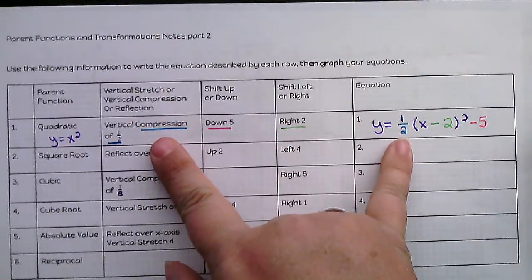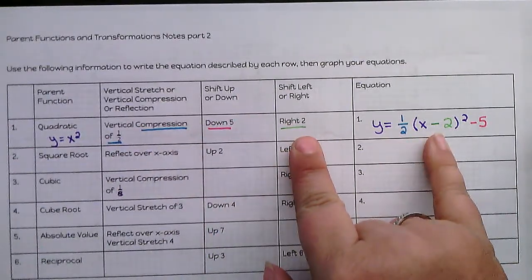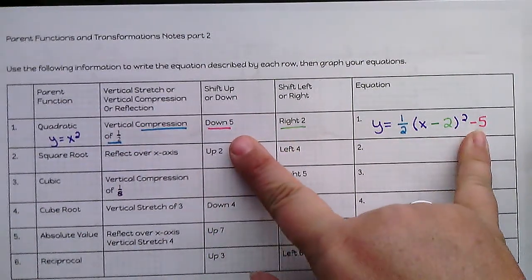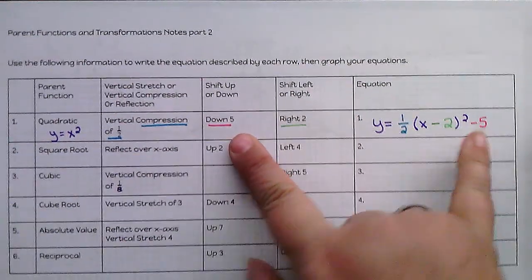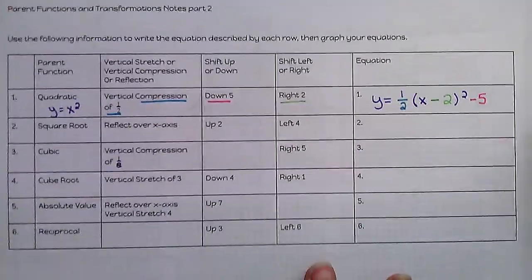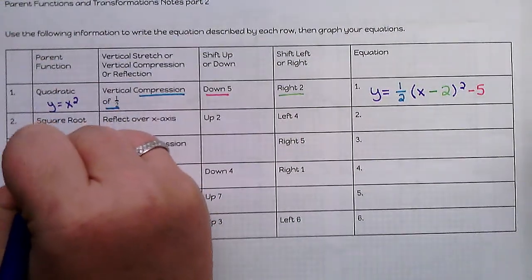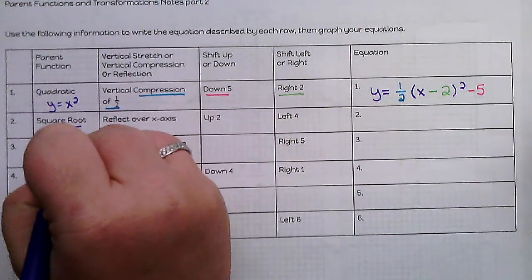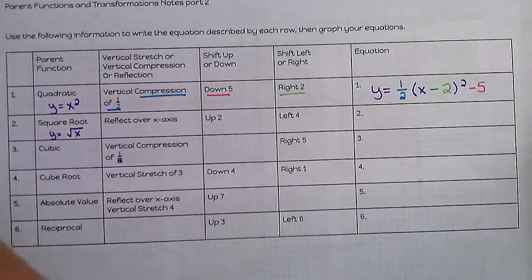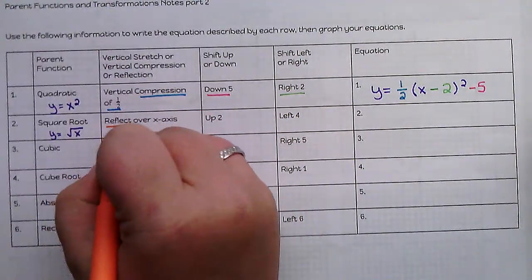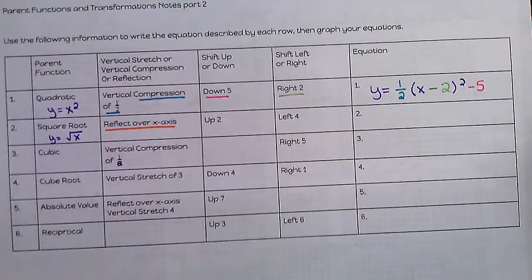Notice the vertical compression came from this box, right 2 came from my last box, and down 5 came from my middle translation box. Next, we are going to have a square root. So we know its parent function looks like square root of x. So how are we going to mess with this one? Well, this one we're going to have a reflection over the x-axis.